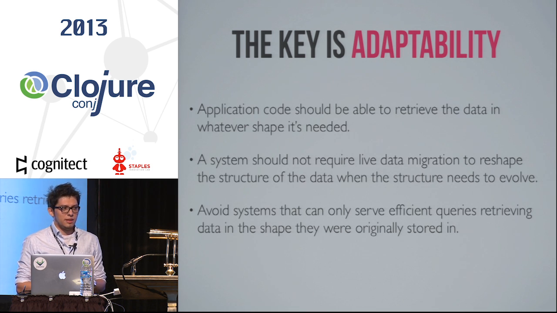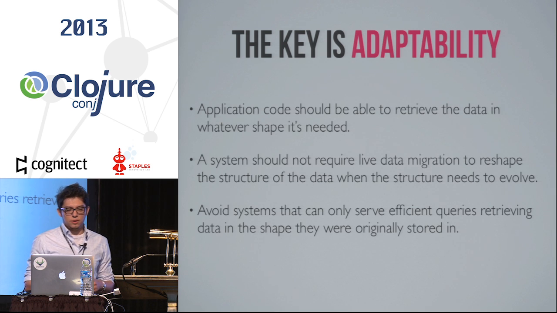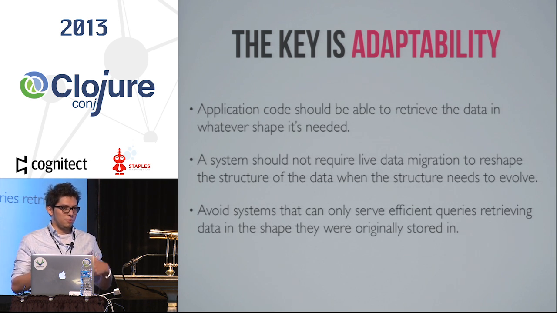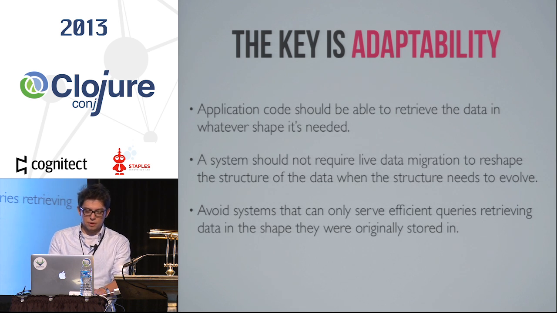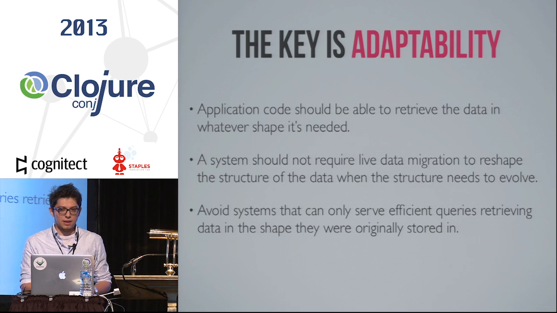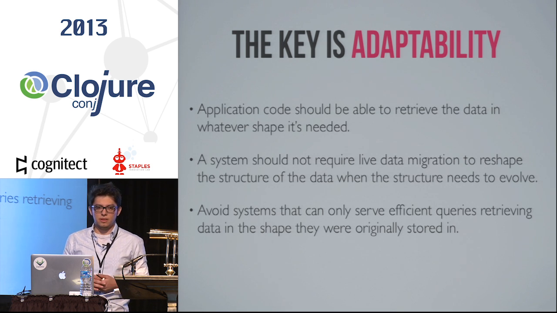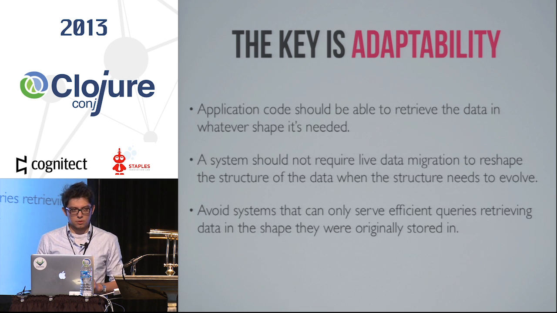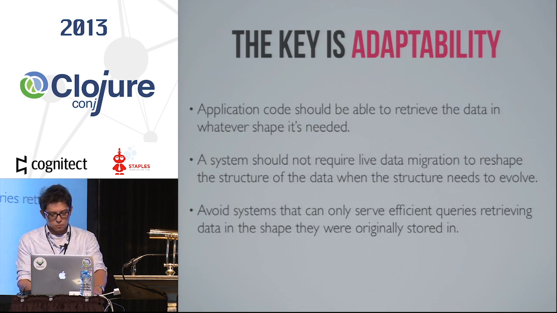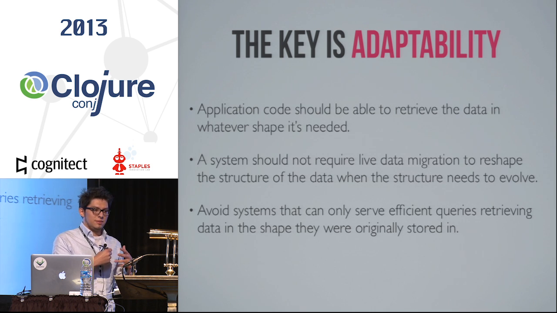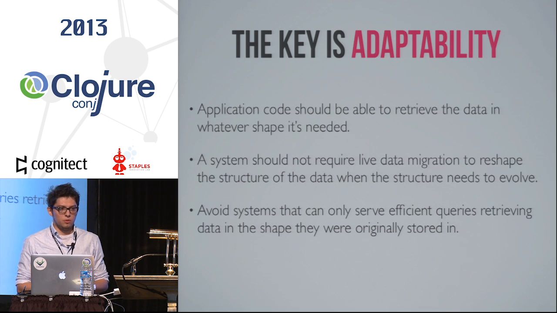And the key part here is that the application code is the one that should be deciding what the shape of the data is whenever we make queries to bring the data back from the backend. And so a system that requires live data migration to reshape the structure of the data or to reshard or to do other kind of stuff is not very adaptable. And I think that in general, if you're building a system like this, you should try to avoid building on systems that only let you make efficient queries against data that was stored in a certain way. That's, I think, one of the disadvantages of document store or schemaless databases.